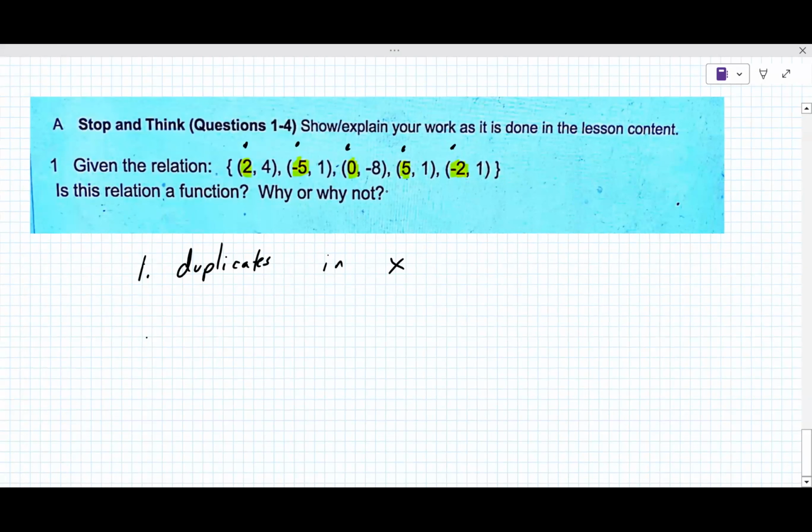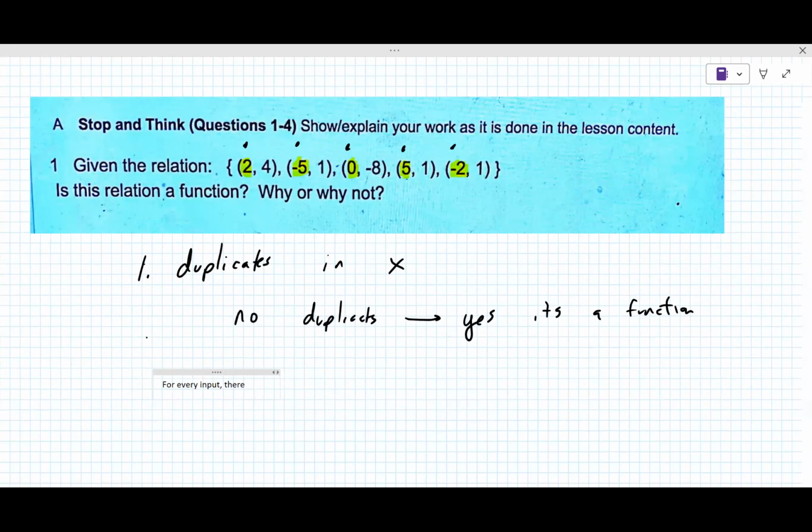The good news is that if there are no duplicates, it means you can say yes, it's a function. But you want to add the following that I wrote before, which is: for every input, there is a unique output.